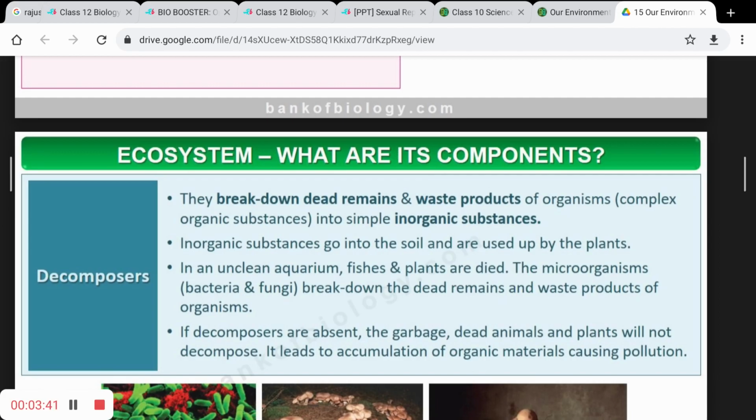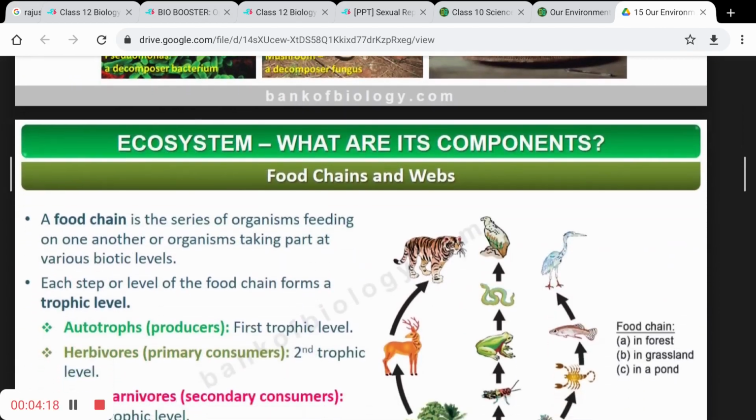Next, decomposers. Example, fungi and bacteria. They convert organic substances into inorganic substances. They break down the dead remains and waste products of organisms, complex organic substances, into simple inorganic substances. Our body is complex; it is broken into minute inorganic substances. For example, when we die, we are broken into pieces and dissolve into the soil. So organic substances are converted into inorganic substances.